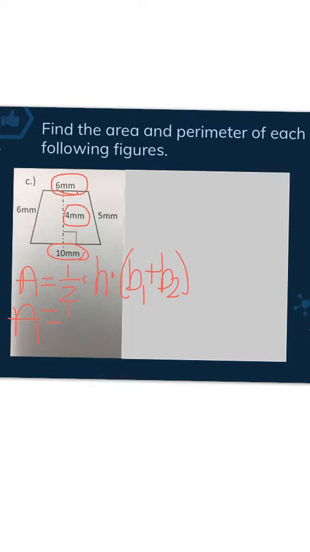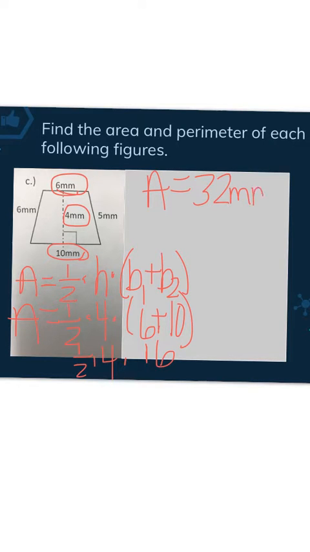Area equals 1/2 times 4 times the quantity of 6 plus 10. If you put this in your calculator, make sure that you put the parentheses. If you don't use a calculator, remember you do parentheses first, and 6 plus 10 is 16. So it's really going to be 1/2 times 4 times 16. You will find that area is 32, and your label is millimeters, and make sure you square it because it's area.